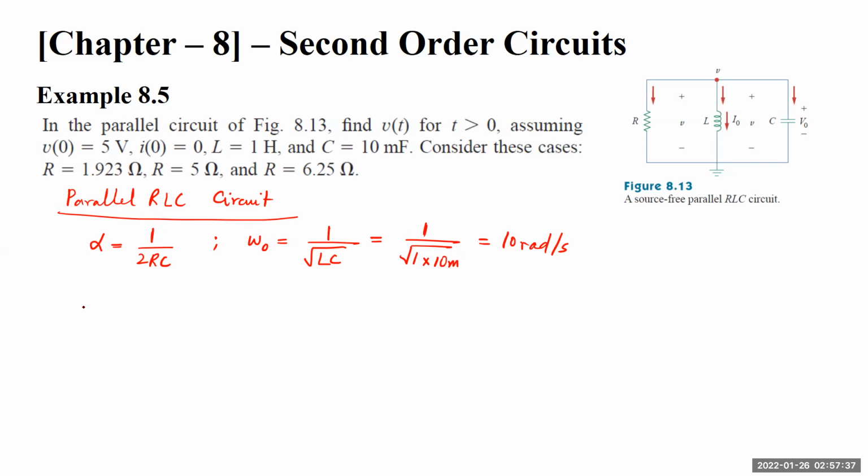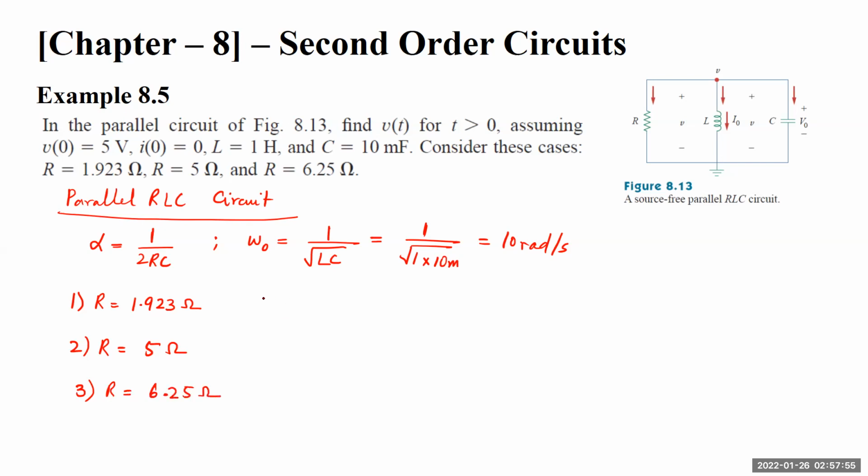And we have 3 different values of R. The first case is R equals 1.23 ohms, the second case is R equals 5 ohms, and the third case is R equals 6.25 ohms.